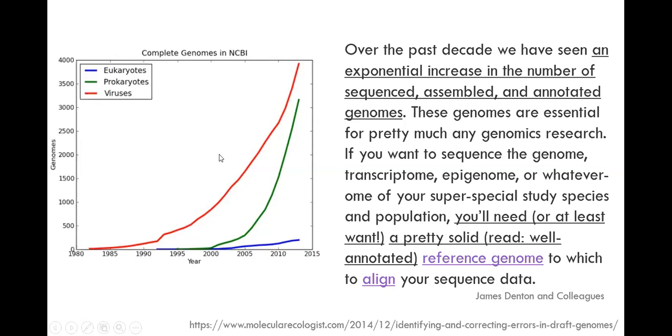The red is viruses, prokaryotes and eukaryotes. Eukaryotes are low, but viruses and prokaryotes are sequenced in a higher proportion. For example, in 2015 you are looking at 4,000 virus genomes, 3,000 prokaryote genomes, and for vertebrates less than 500 genomes. The number might have changed now. So over the past decade, we have seen an exponential increase in the number of sequenced, assembled, and annotated genomes.